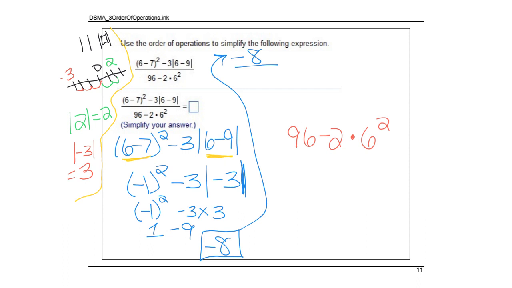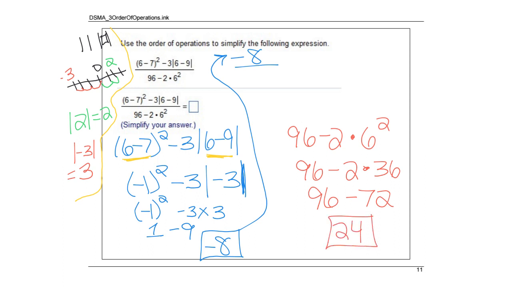Let's take care of the bottom. On the bottom, we have a square. So we have 96 minus 2 times 36. Let's take care of multiplication. 2 times 36 is 72. And then finally, subtraction gives me 24.